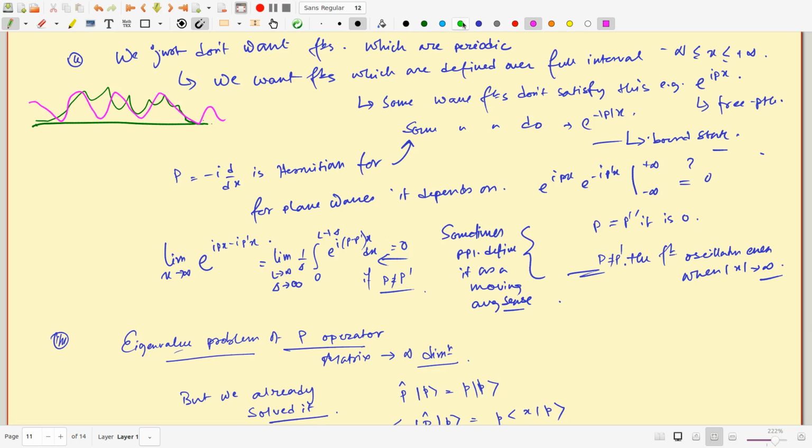Those are a problem, and usually those are wave functions, as I said, that don't satisfy this requirement, and one such example is this. This is otherwise, by all means, an allowed function, except for the fact that it doesn't fit within this requirement. This is a wave function of a free particle. Free particle wave functions are in that sense of this kind.